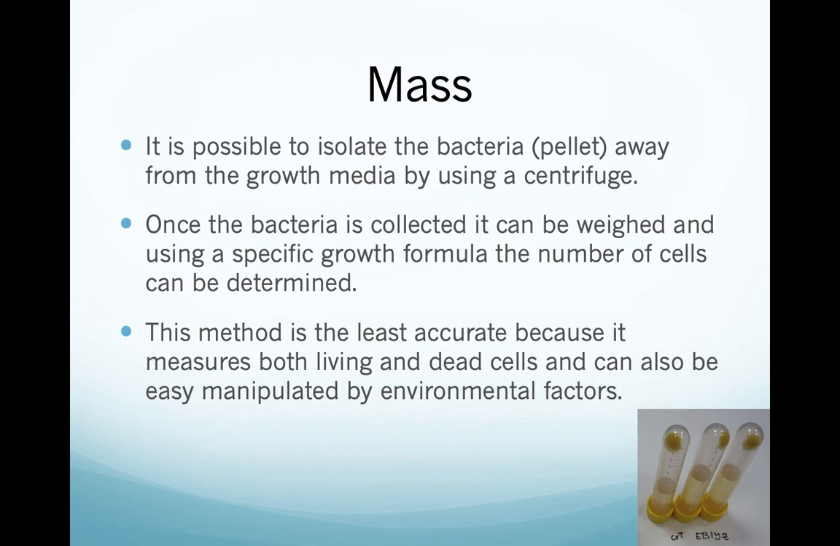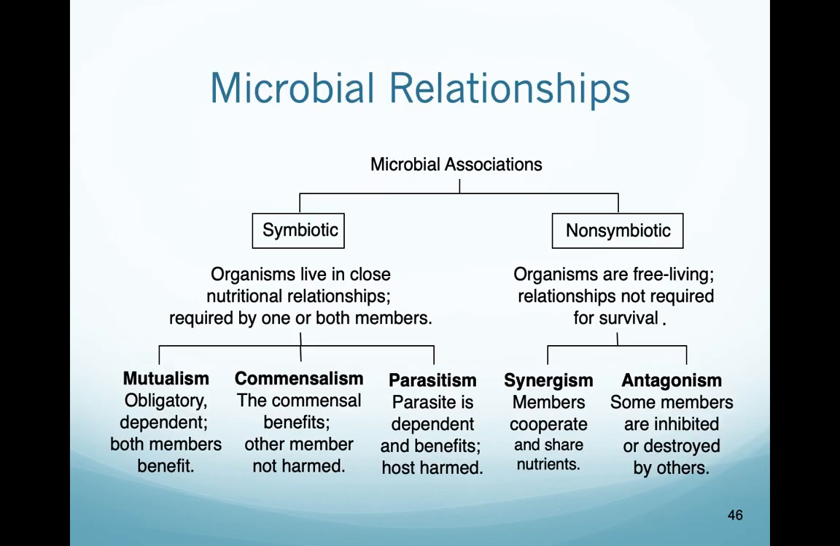Once again, dead cells have weight, cellular debris has weight, food has weight, waste products have weight. So this is a very, very easily manipulatable factor when it comes to relying on this method. Environmental conditions like different temperatures can affect it. Maybe your scale's not technically calibrated. So mass is literally the easiest way to guesstimate the amount of bacteria in a sample, but it's also the most unreliable.